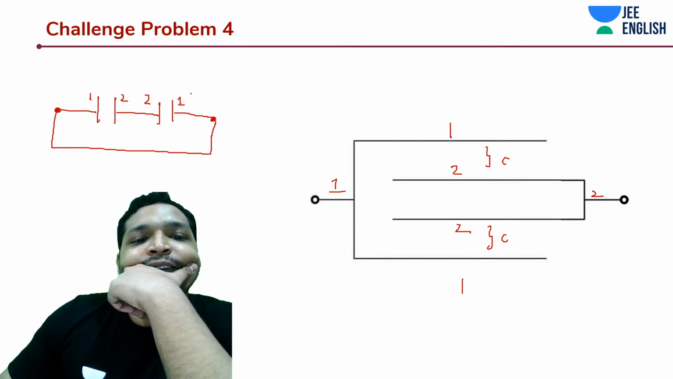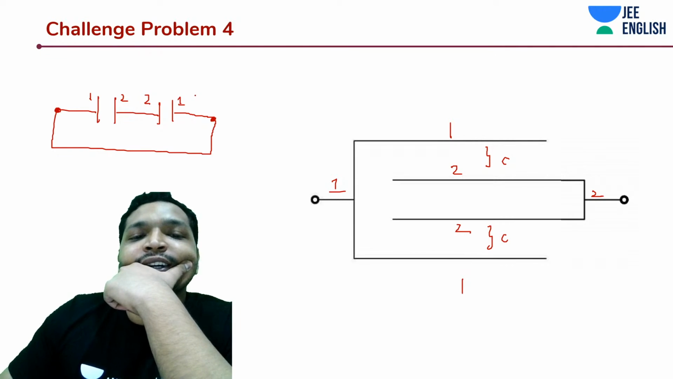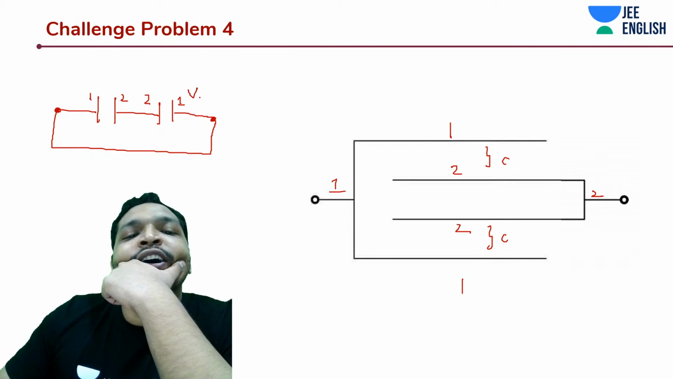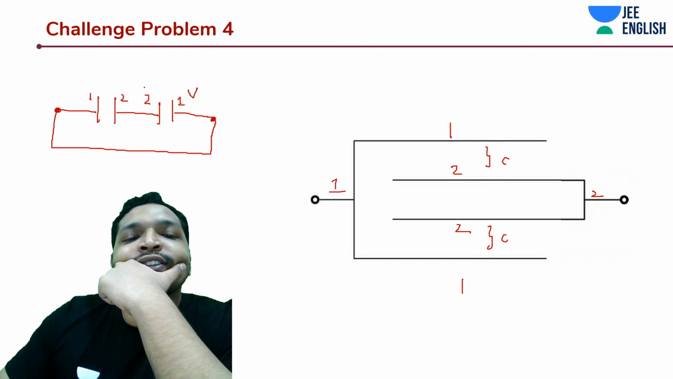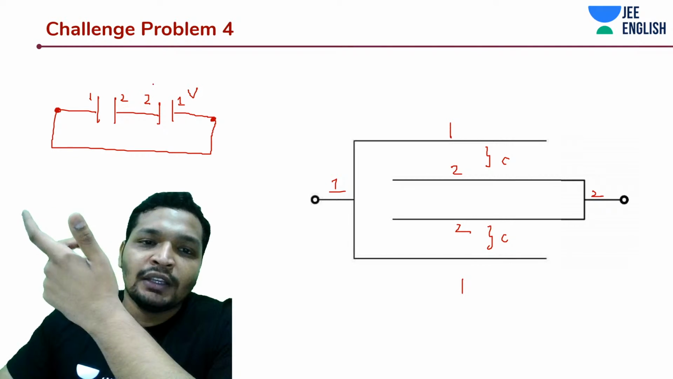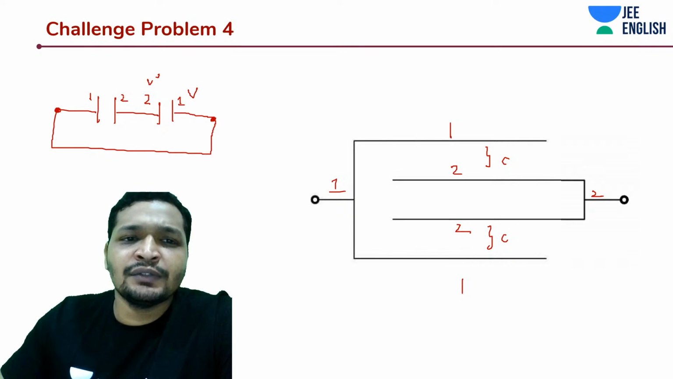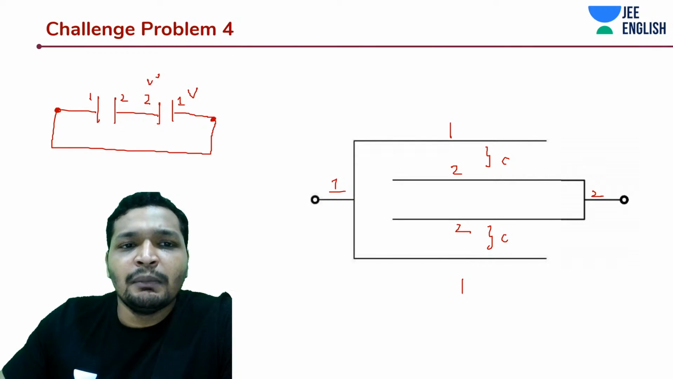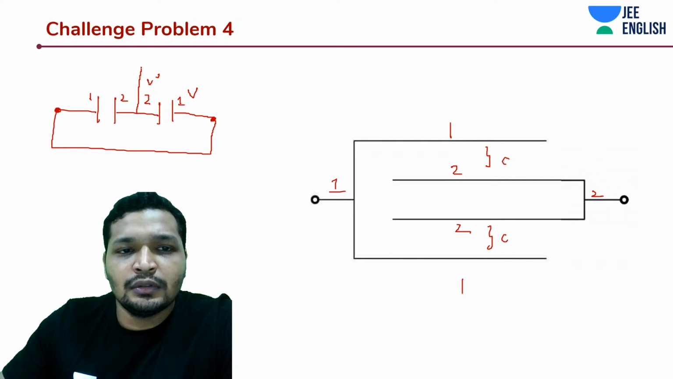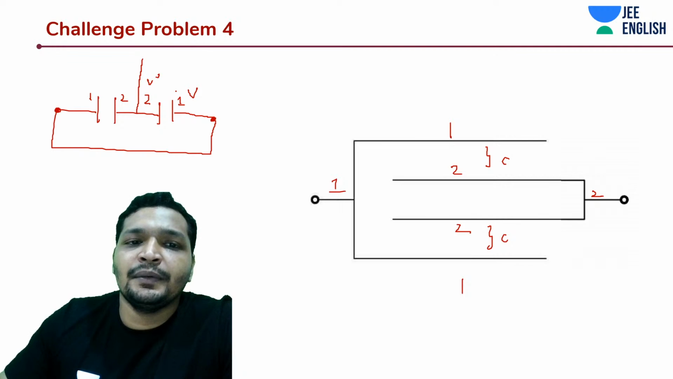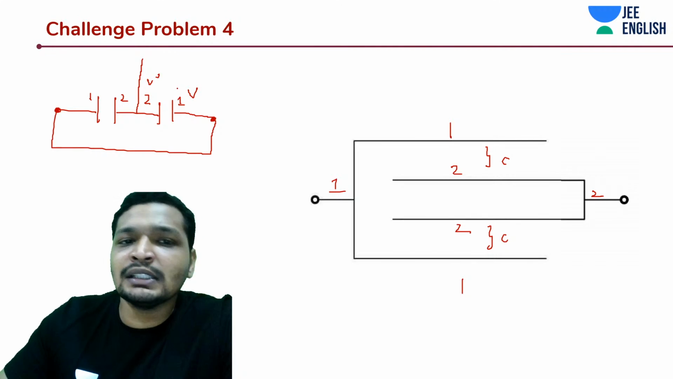Let's analyze it. This is V and, of course, V and V dash have to be equal. But anyway, just for understanding, this V and V dash. Okay, between 1 and 2, if I'm going to talk about it, this is 2 and that is 1. How do these plates look? Are they in parallel or series?